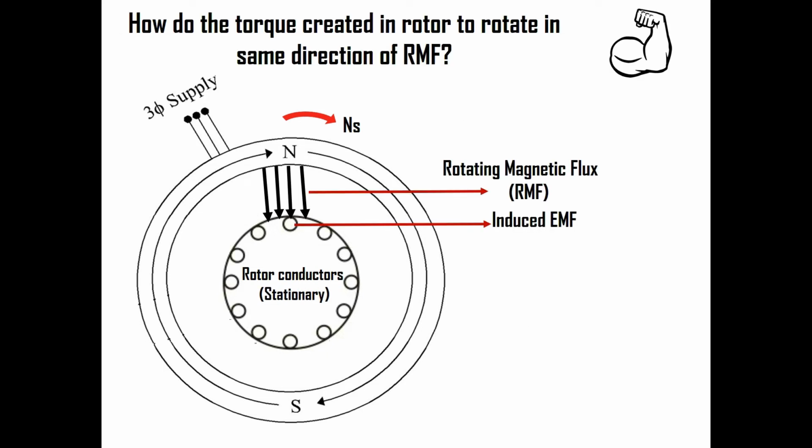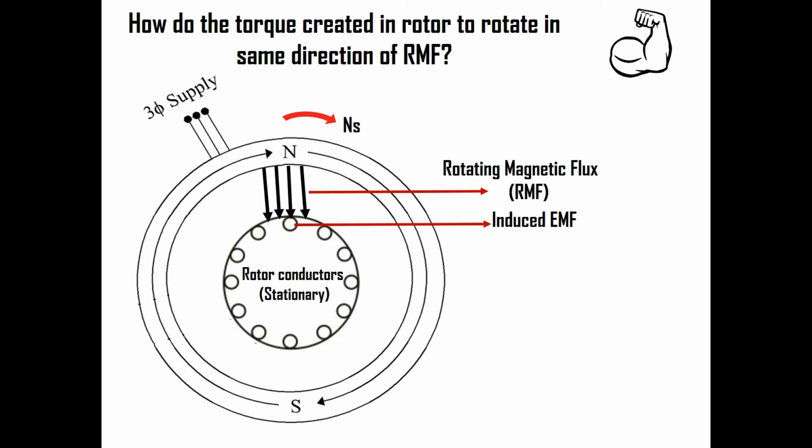Now we understand that because of the induced EMF and its opposition to the relative motion between magnetic flux and conductor, the rotor will rotate in the same direction as the RMF. But how does the rotor get the force to do that? Or in other words, how is the torque created in the motor? Usually, the torque is created when any two fluxes interact together.